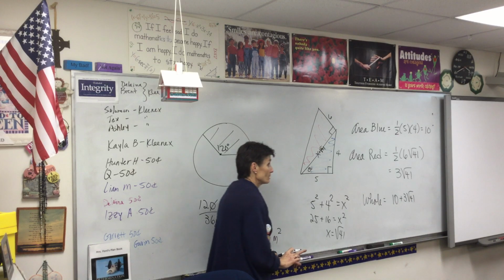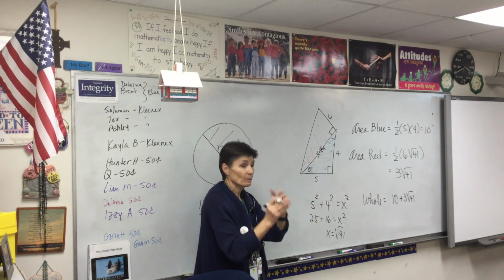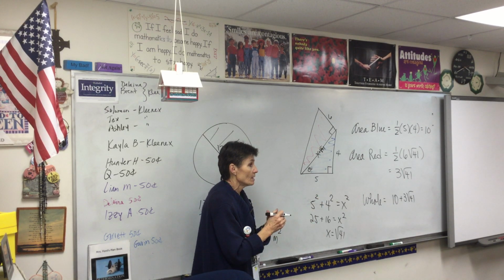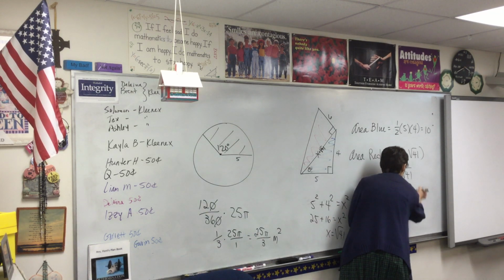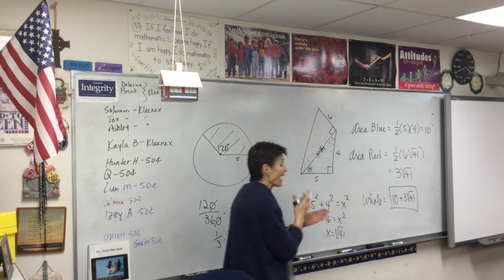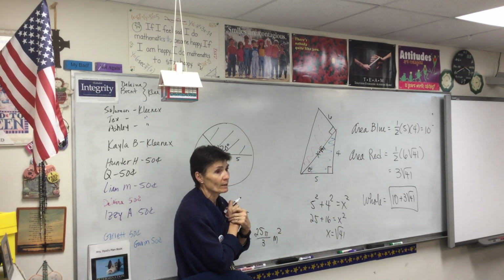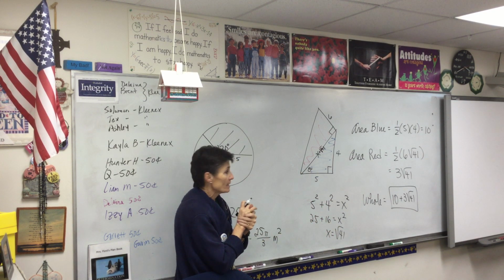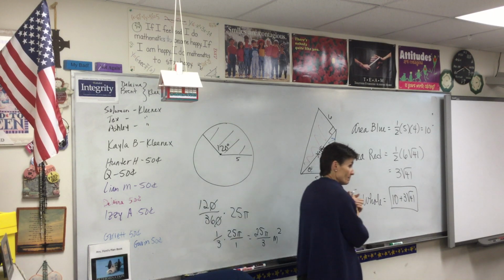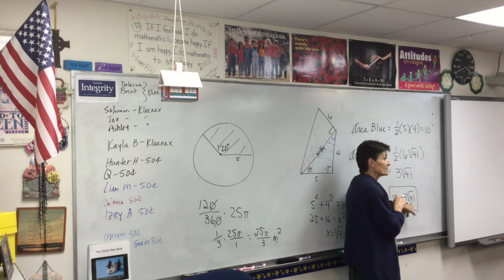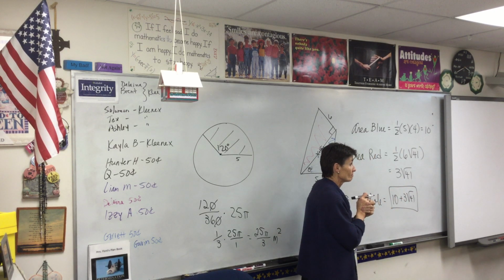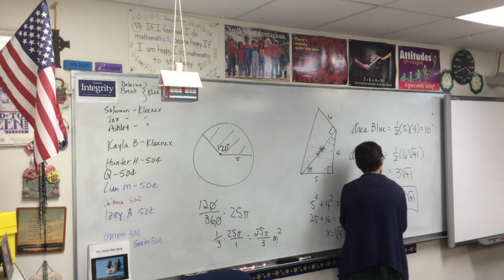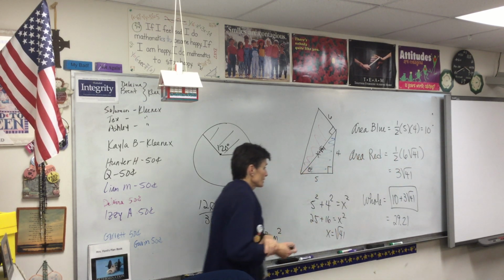Now you can't add those. That is 10 and 3 root 41. They are not like terms. So exactly, this is the answer. Don't do anything else to it. That is it if we're going exact. If we want it decimally, 10 plus 3 times the square root of 41 is 29.21. Does that sound right? Yep.